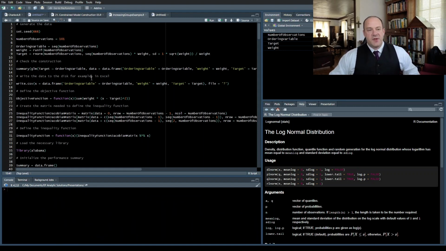Next, if you write it to the disk, you can see here in the code that I don't really have a file path there, but you can write it to the disk on your computer, and that will give you precisely the Excel file that you saw previously, or it gives you the input to the Excel file that you saw previously.